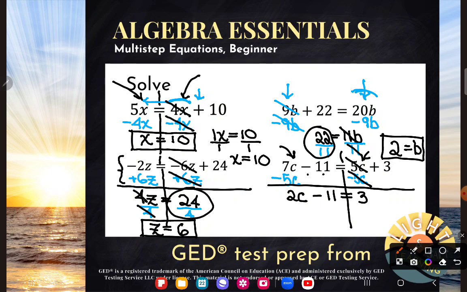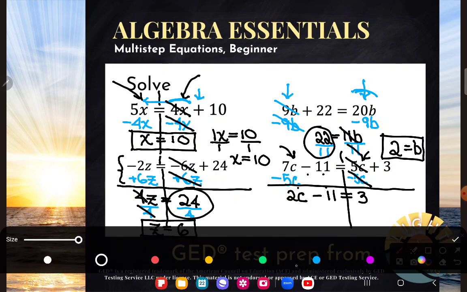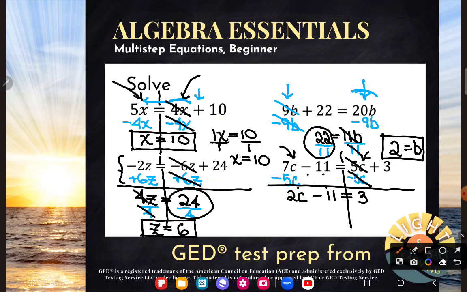And now this guy's a little more complex, but you can see that I've gotten the c's to the same side. And there's no simplifying I can do on the left, right? I can't do any more work over here because these aren't like terms. This is a c term, 2c. This is a constant term, a plain old number. So I can't combine them. I can't do the subtraction. And so it's time to start getting all those numbers to go away so that I can solve.